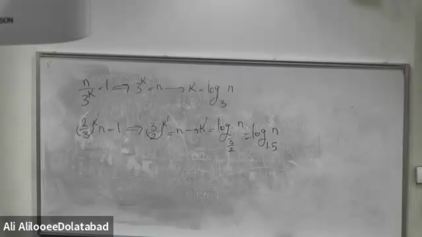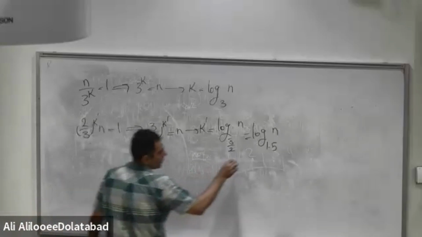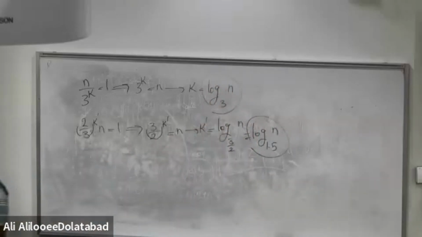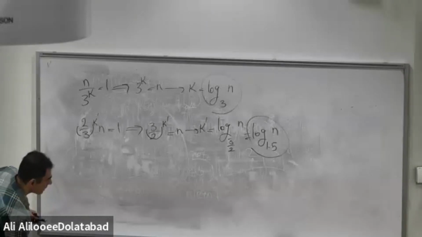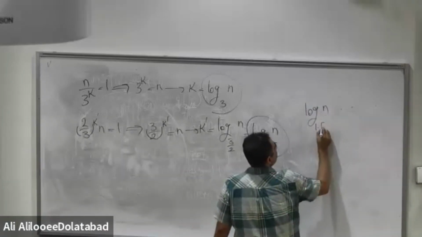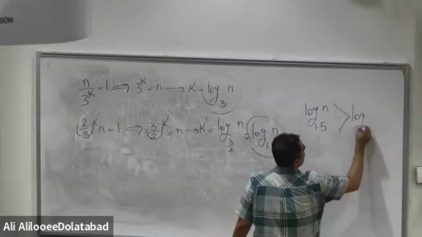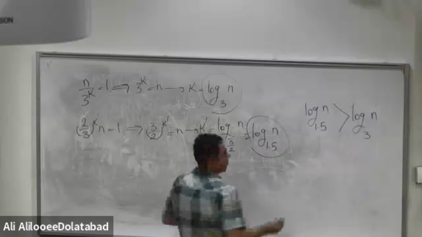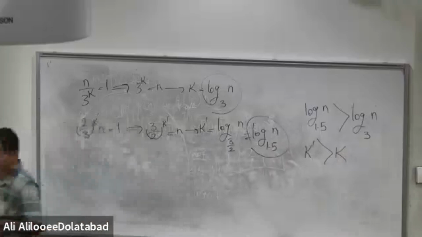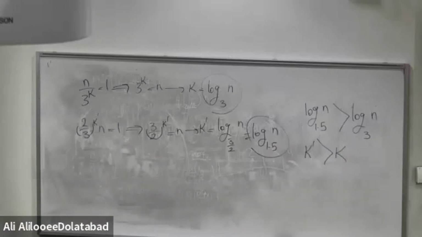These two logarithms are not necessarily the same, because we have two logarithms with different bases. Therefore, these two logarithms are not the same. This guy is log n base 3/2, this guy is log n base 3. Which one is bigger? If you want to be more precise, we can say that log n base 3/2 is bigger than log n base 3. Then more precisely, you can say that here k prime is bigger than k. K prime is bigger than k.